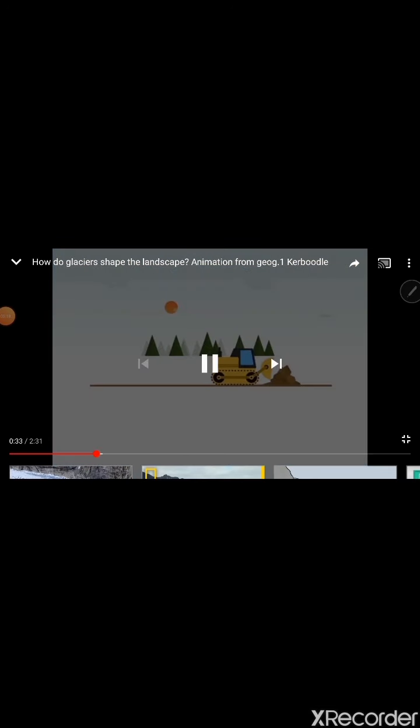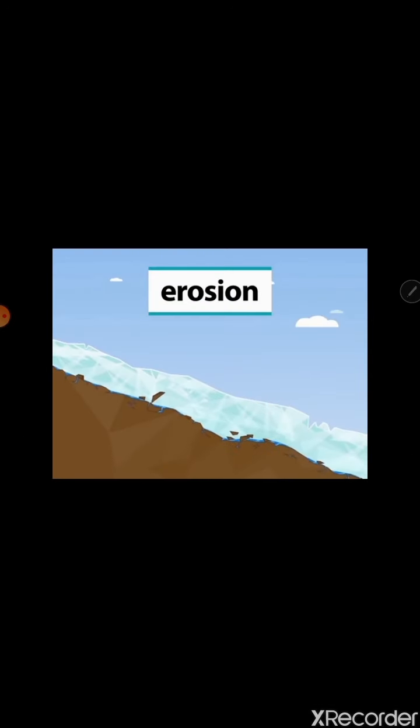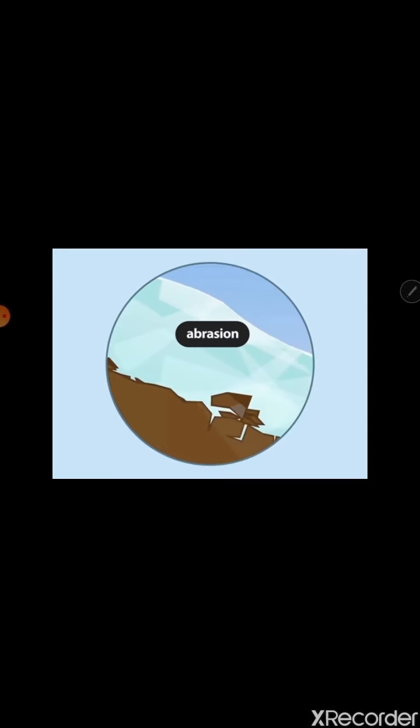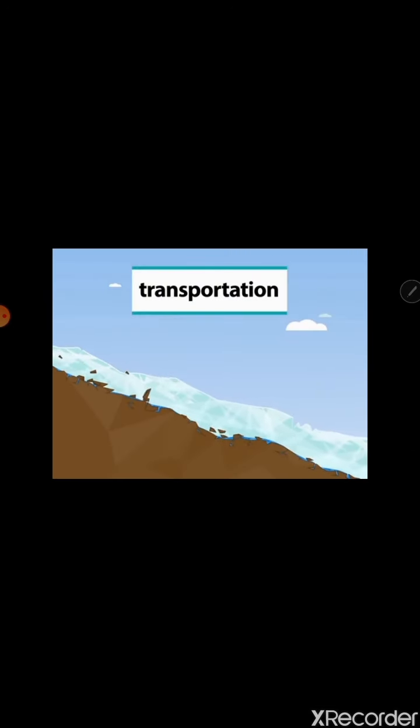Here is the glacier. The glacier can move down all over the way by erosion, for sure. The small particles of rock can rub all over the other rocks. This will cause abrasion. This is abrasion. It can take place by the glaciers or even by landslides.